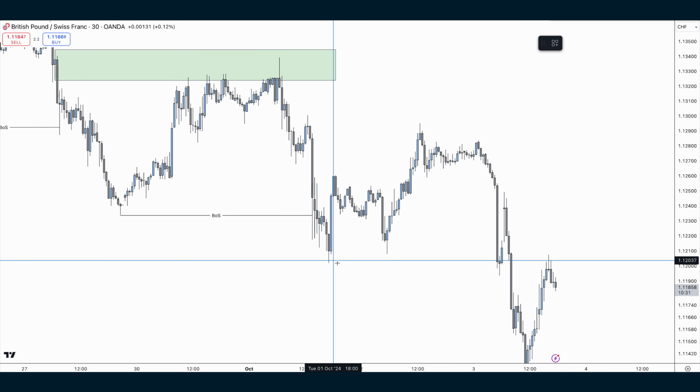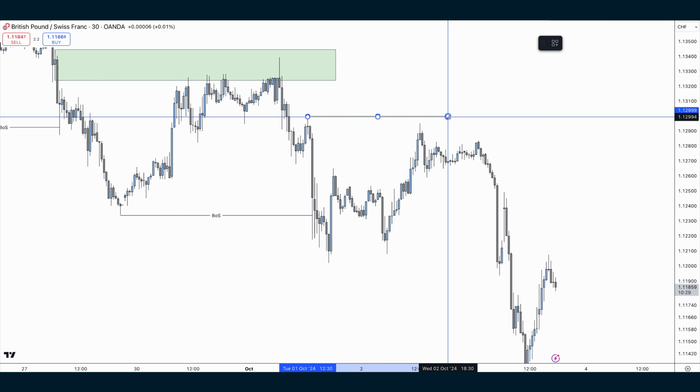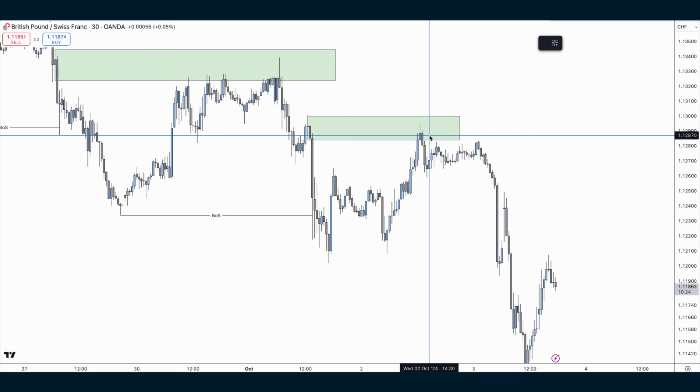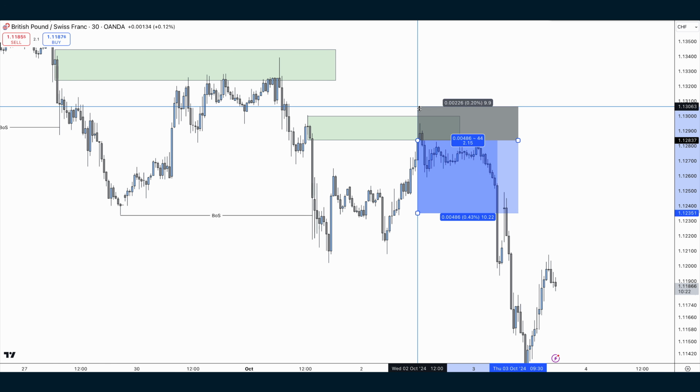So we see a lower low form. The market pulls back up, trades into the supply zone just at the top of this imbalance. That supply zone would be where you sell from. So this is obviously a very simplistic system.